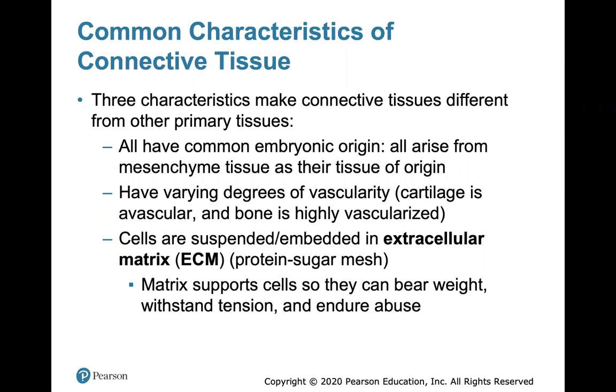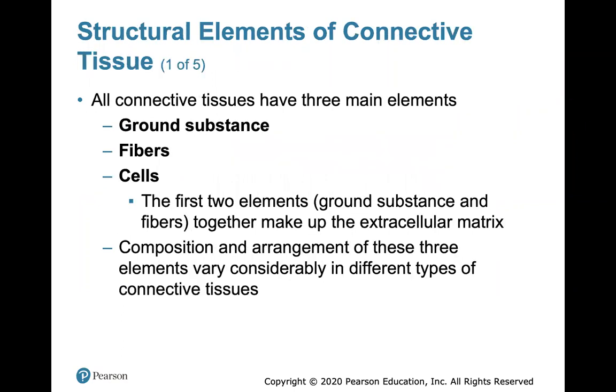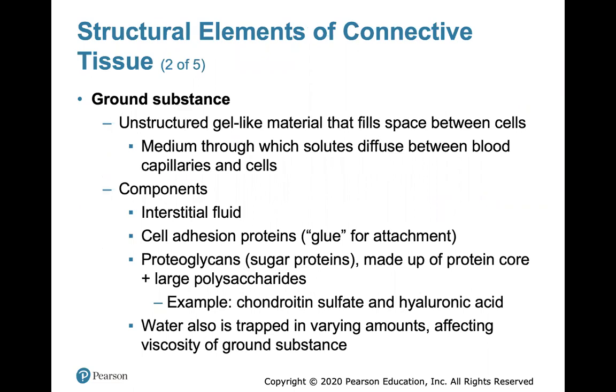meaning there's lots of blood vessels going through it. Cells are suspended or embedded in what we call the extracellular matrix, which is like a protein sugar mesh. And this matrix will help support the cells so they can bear weight, withstand tension, and endure abuse. All connective tissues have these three main elements: ground substance, different types of fibers, and cells. The ground substance is the gel-like material. It's made of interstitial fluids, cell adhesion proteins, proteoglycans, and water.